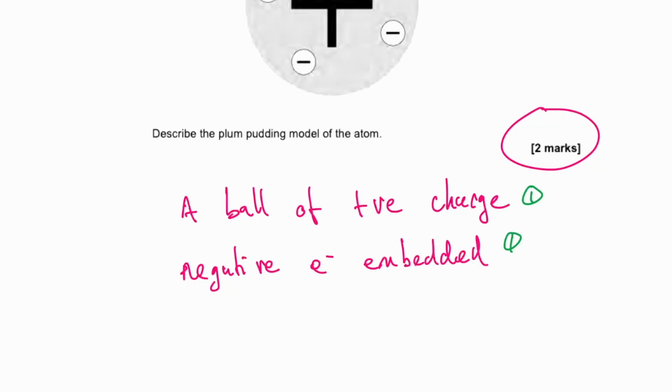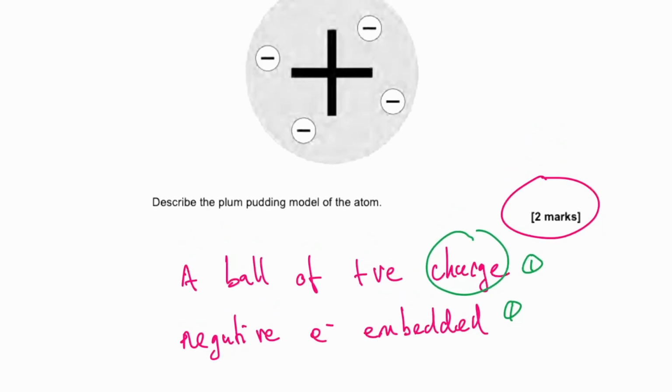So what were some of the common pitfalls in this question? Well, some students, instead of saying charge over here, actually said energy. So charge and energy are 2 different things, and you wouldn't get away with it if you said it was a ball of positive energy. It's not a ball of positive energy, it's a ball of positive charge. So you do need to remember that one.